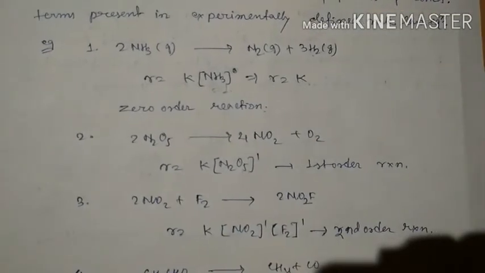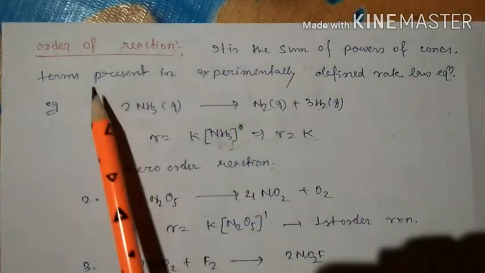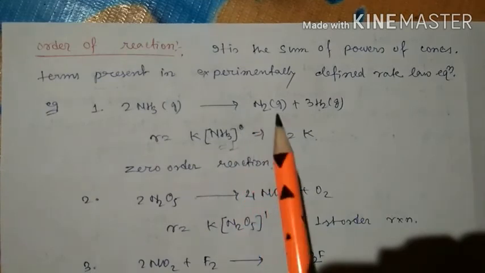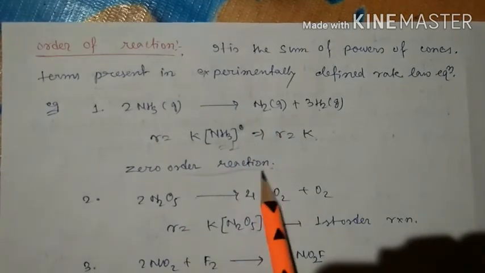Now see why it is 0. It says to sum the powers of the concentrations. Here, one concentration is there, and the power of the concentration is 0. That's why it is 0 order.